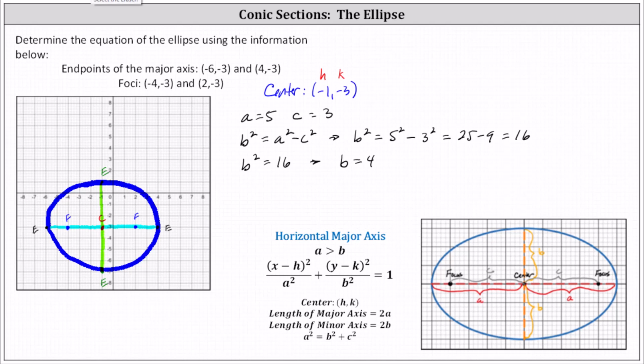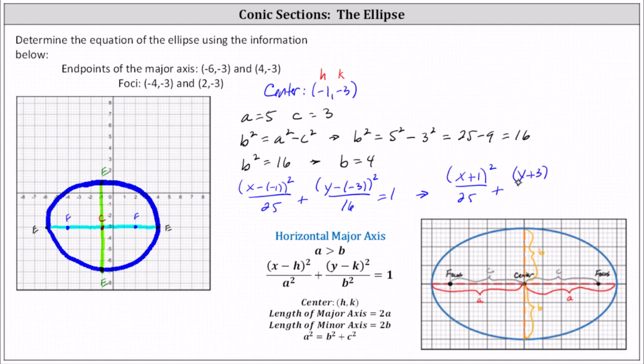And now let's go ahead and write the equation. To begin, we have the square of x minus h, which is the square of x minus -1, divided by a squared, which is the square of 5 or 25, plus the square of y minus k, which is the square of y minus -3, divided by b squared, where b squared is 16, equals 1. Simplifying, we have the square of x plus 1 divided by 25 plus the square of y plus 3 divided by 16 equals 1.